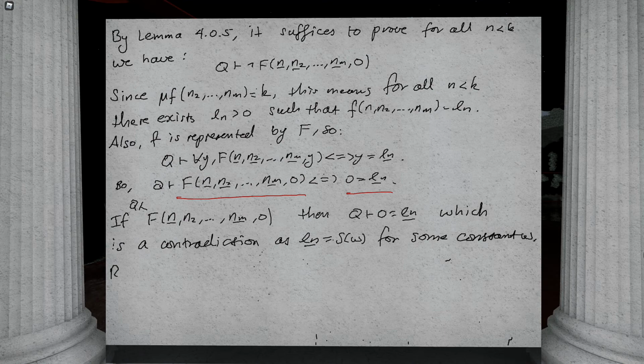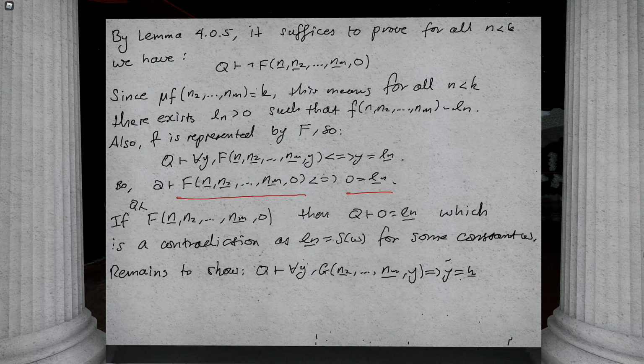So it remains to show that Q can prove for all y, g of n2 down to n m underline y implies y is equal to k underline, right? So that's just the other direction of the biconditional that I had to show. And I need a little bit more space.